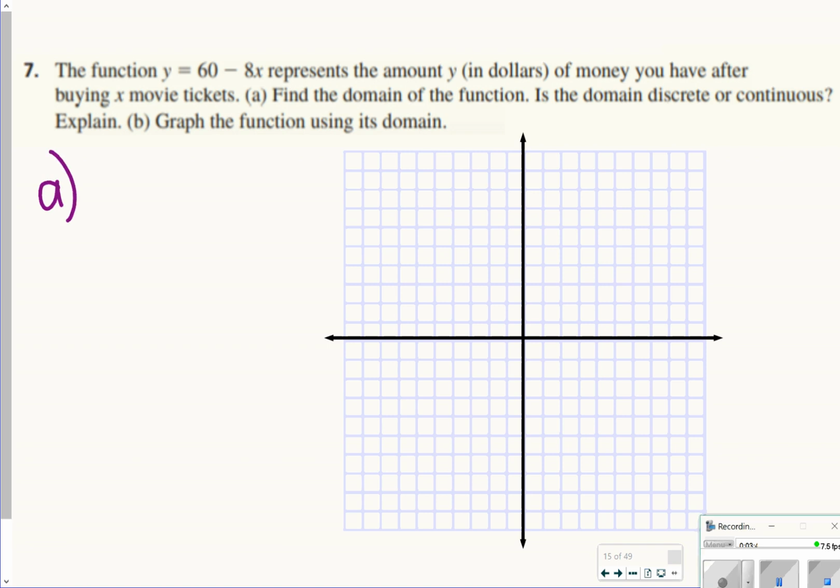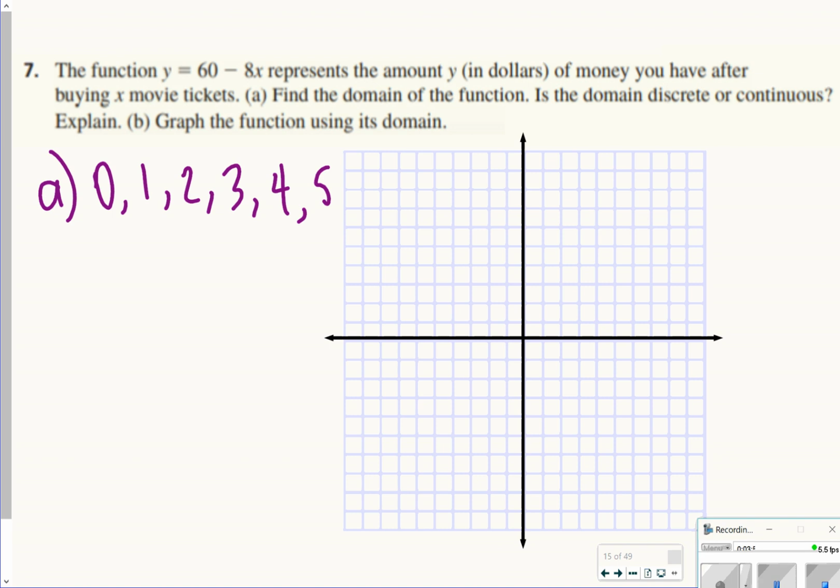So the domain that you can have here can be any whole number. So we can have 0 tickets, 1 ticket, 2 tickets, 3 tickets, 4 tickets, 5 tickets. So here are my domain options once again. Now I can go ahead and figure out if this is discrete or continuous. And this one would be discrete just because you have to use whole numbers and you can't use in between amounts of buying movie tickets.